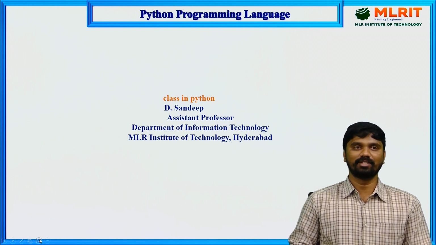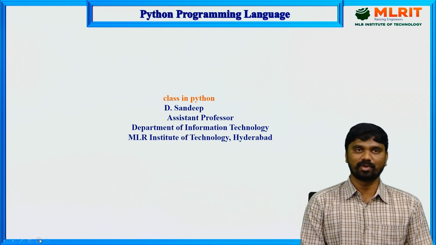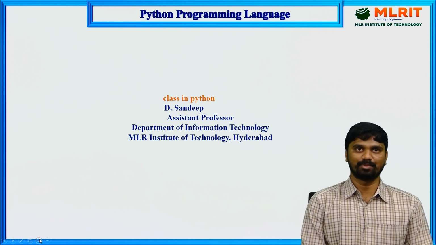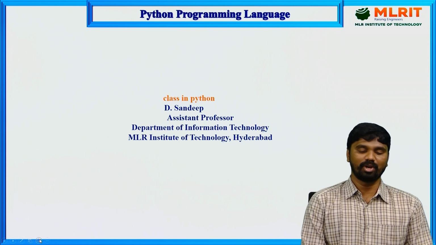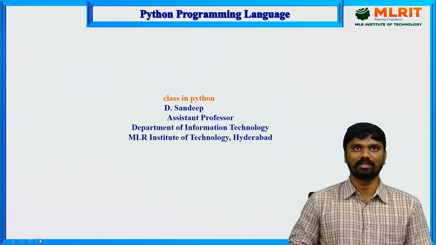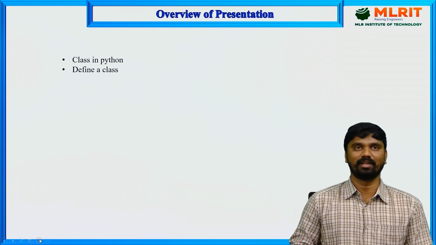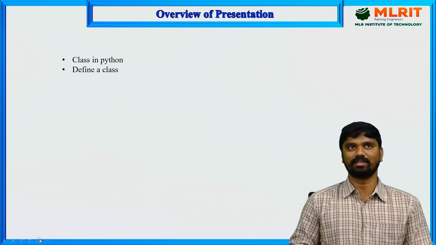Like that, we discussed the OOPS concepts, and the OOPS concepts are class, object, inheritance, polymorphism, abstraction, encapsulation. Among those, first we are going to discuss classes in Python. What is a class in Python, and how can we define a class in Python?